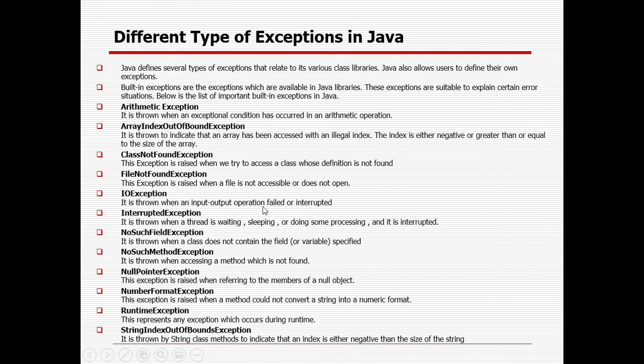Similarly, in case a file is not found, it will throw a file exception. IO exception occurs in case of any problem in the input output operation. Suppose you want to access something, but that file is not accessible at that path, so it will throw. Interrupted exception: whenever I talk about threads, in case a thread is waiting, sleeping, or doing some other work, and you want to perform some operation on the thread, it will give you an interrupted exception.